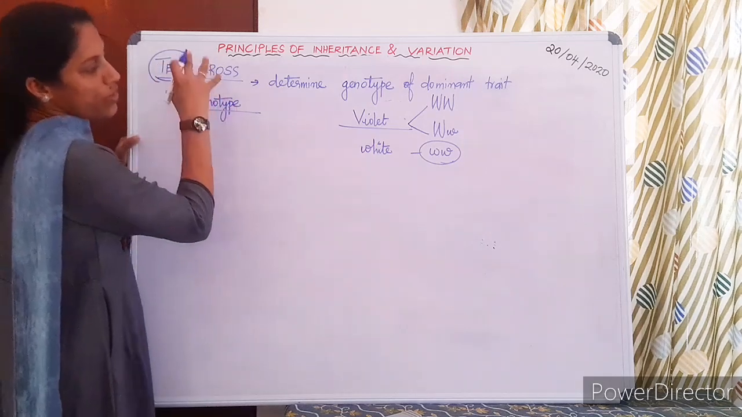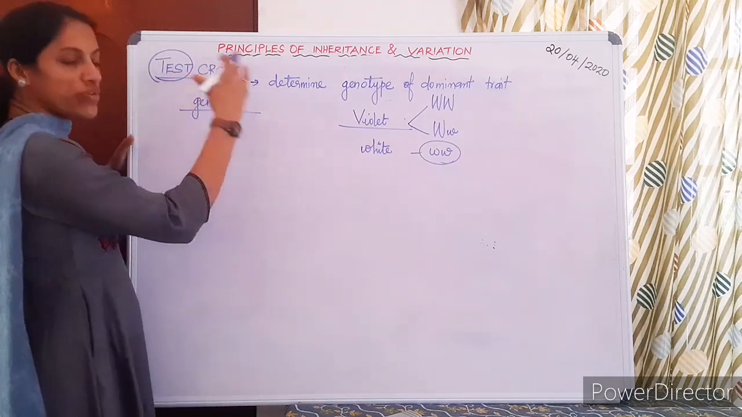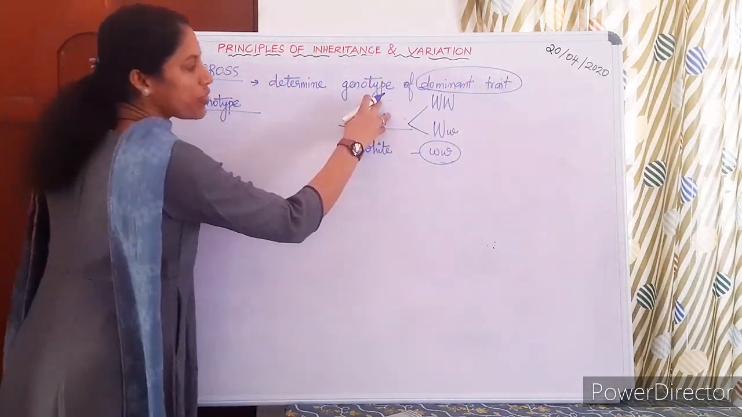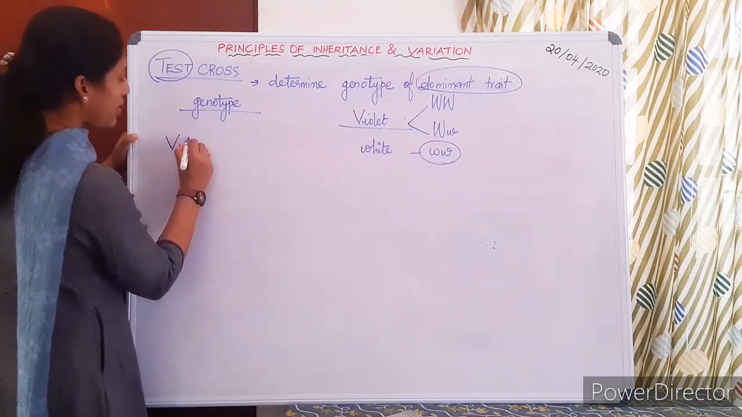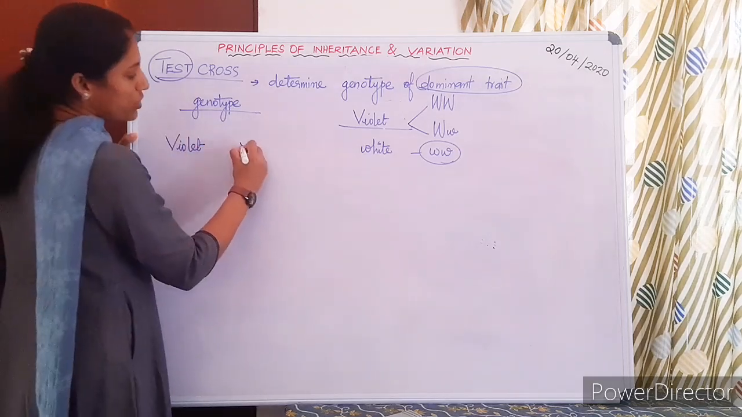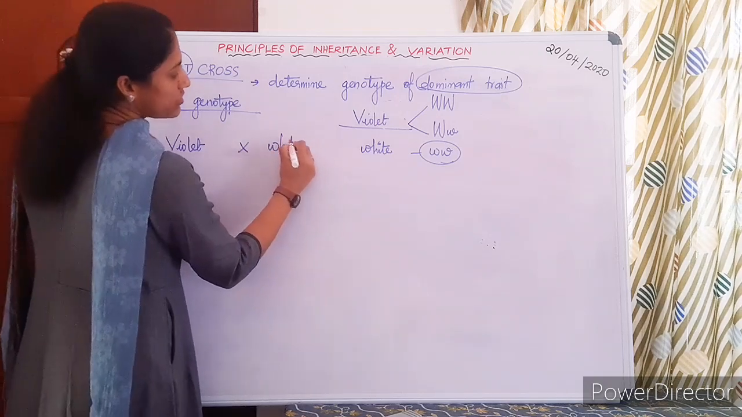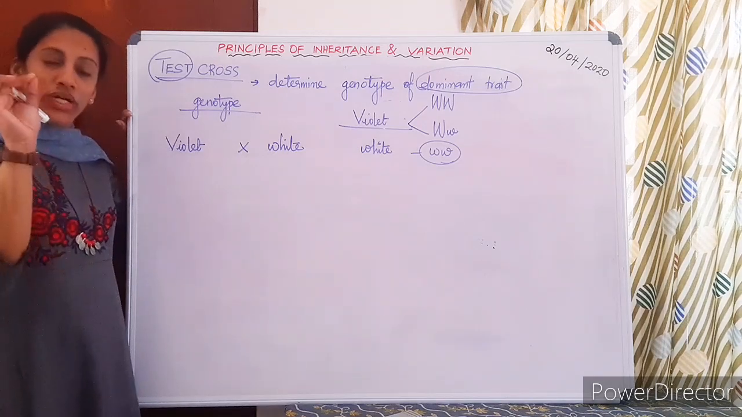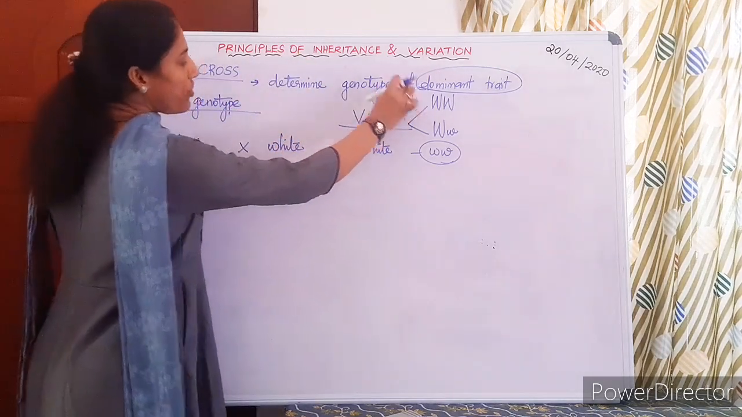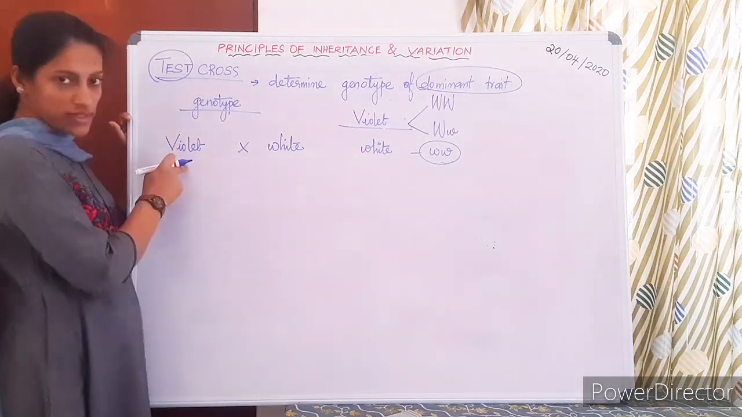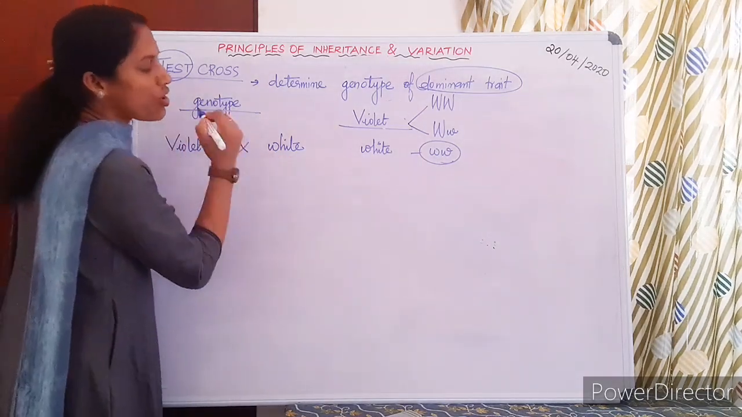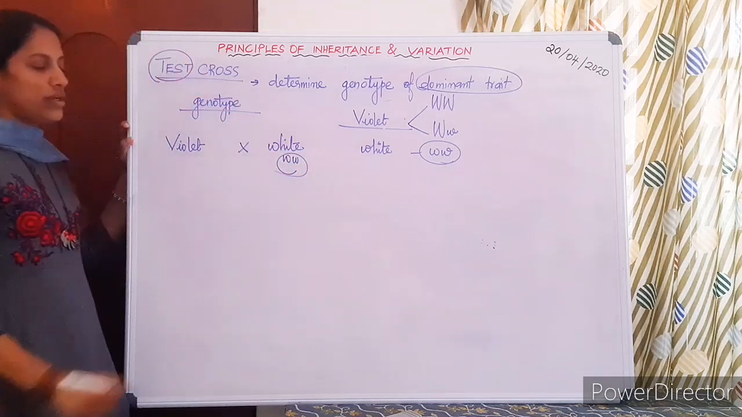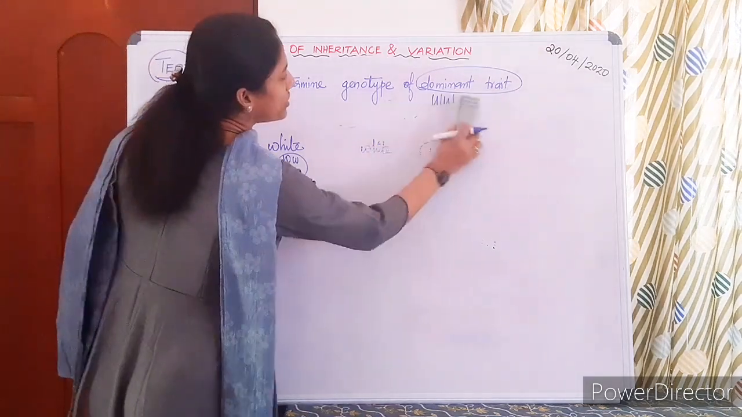In test cross, we are crossing the plant whose genotype we want to identify, the dominant trait. We don't know what type of violet plant it is. So the violet flowered plant, we are crossing it with the white flowered plant. This is what a test cross is. Crossing with the recessive. So the test cross is done to determine the genotype of the dominant trait. Here violet, the only possible method is to cross it with the white. White we already know. Only violet we have doubt about.